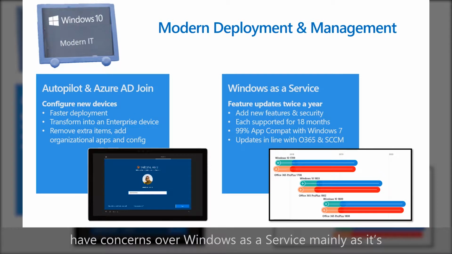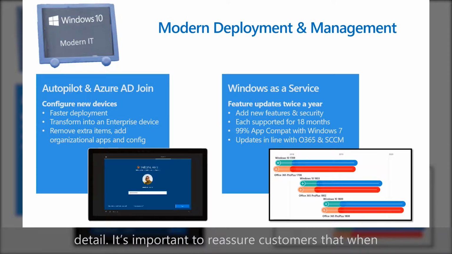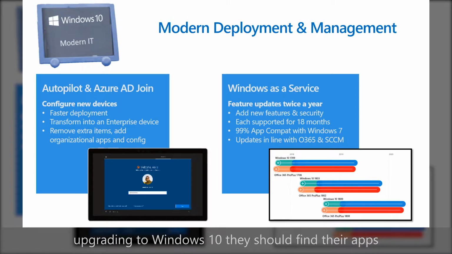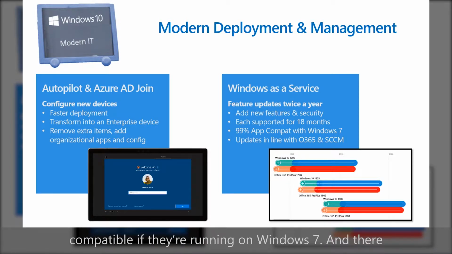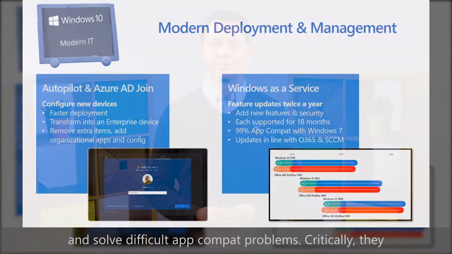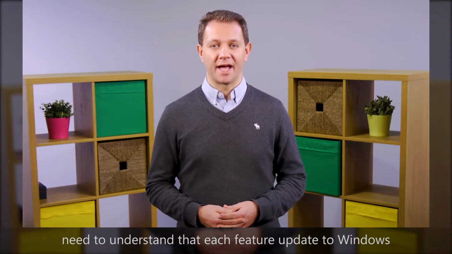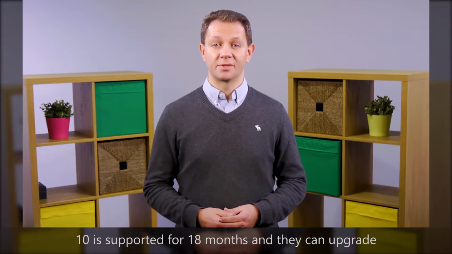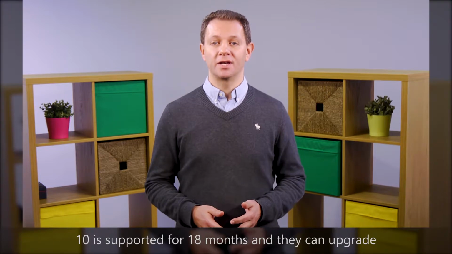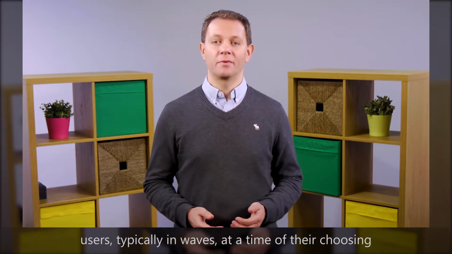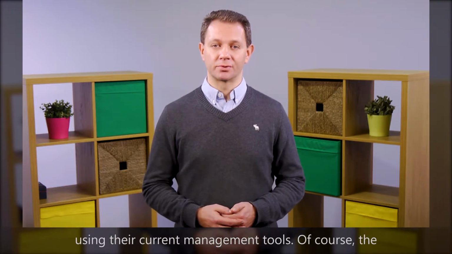Customers do have concerns over Windows as a service, mainly as it's not well understood and people are not familiar with the detail. It's important to reassure customers that when upgrading to Windows 10, they should find their apps compatible if they're running on Windows 7. And there are good tools that ease the transition and specialist partners with technology to speed up app repackaging and solve difficult app compat problems. Critically, they need to understand that each feature update to Windows 10 is supported for 18 months, and they can upgrade users, typically in waves, at a time of their choosing using their current management tools.